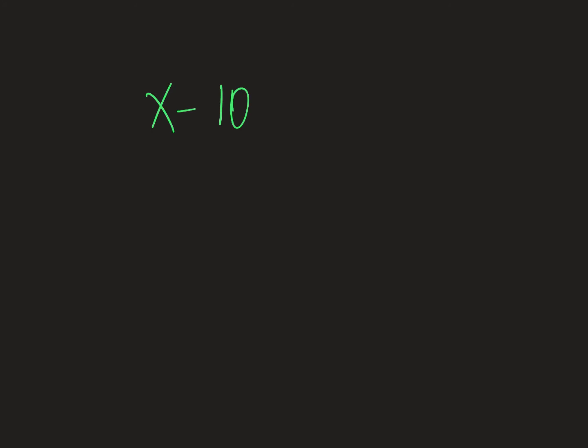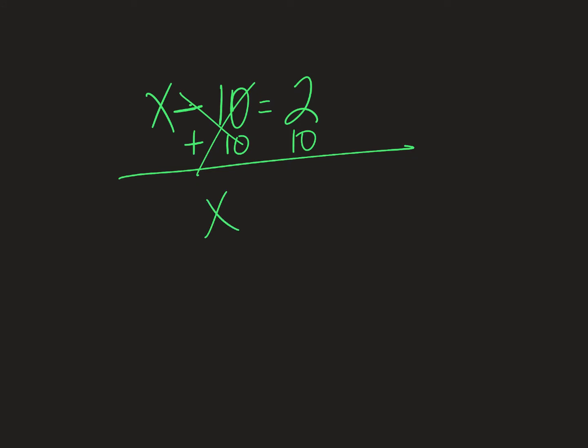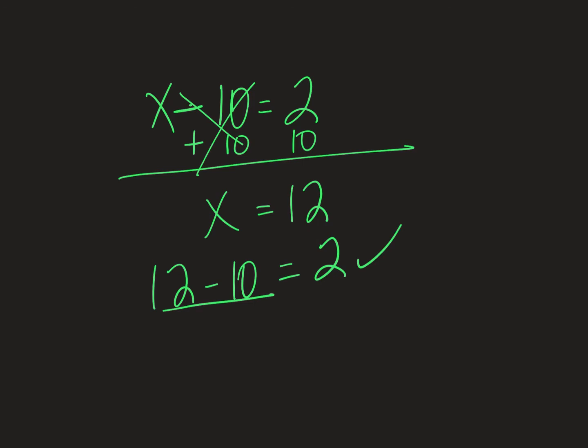Let's say we have x minus 10 equals 2. What's your inverse operation of subtraction? Addition. There's a couple different ways you can do this. You can do it horizontally, or you can write it vertically, and I'll show you that way now. So if I want to do the inverse operation, I'm going to add 10. This cancels, and you have x equals 2 plus 10 equals 12. You can substitute that back in, and you see that 12 minus 10 equals 2.